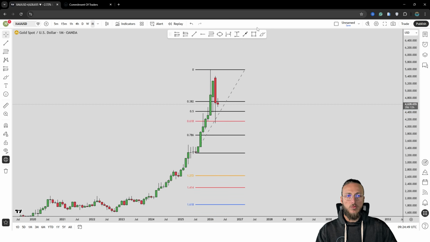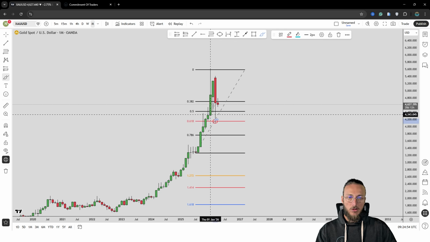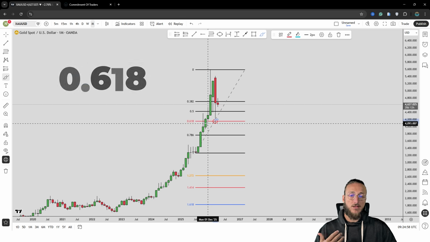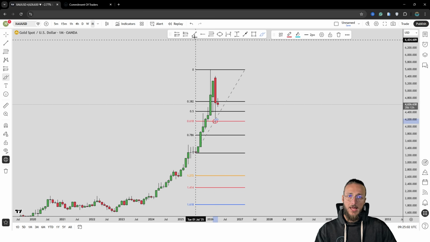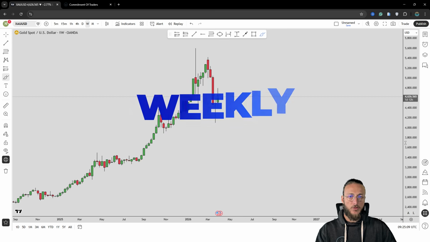And if we do that, what we can see is that the market has corrected precisely to the 0.618 of the Fibonacci taken on this impulse leg, which is not a surprise. In fact, most times the market will correct to the 0.618. I'm sure you have noticed that already in your own experience. Now, let's keep all of this in mind and drop down on the weekly time frame.